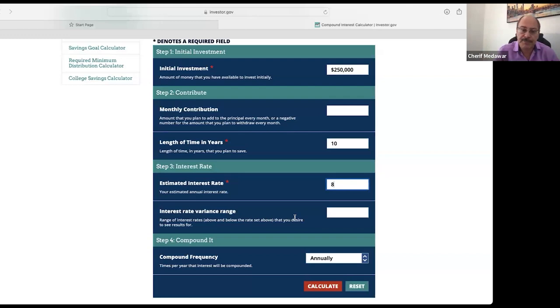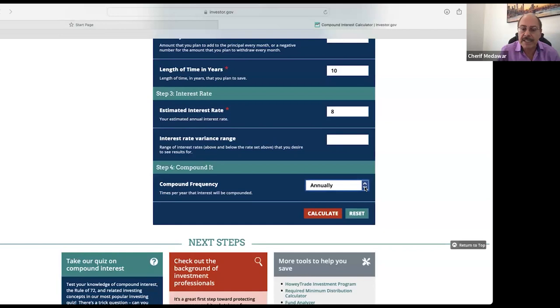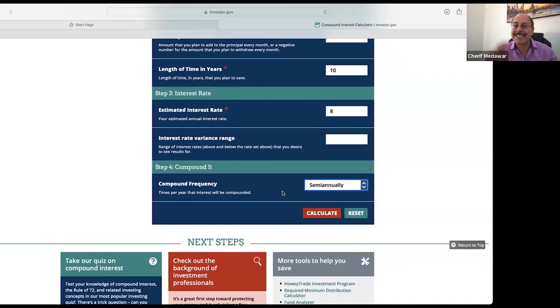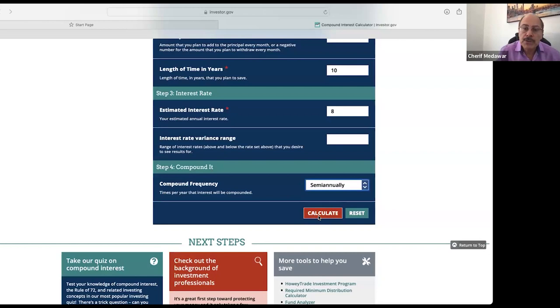So interest rate variance range, there is no variance. Compound frequency is not annually, it's semi-annually. It's February 28th, August 31st, every 6 months. Look, your estimated annual percentage interest rate and how often is it compounded? It's 8% per year compounded every 6 months. That means 4%, 4%. So let's see.